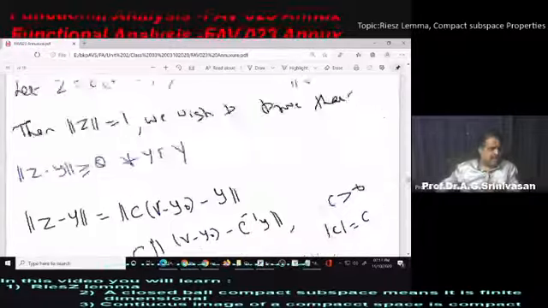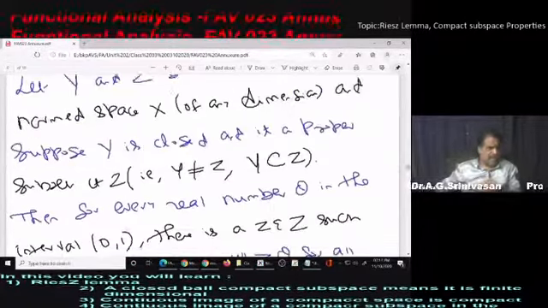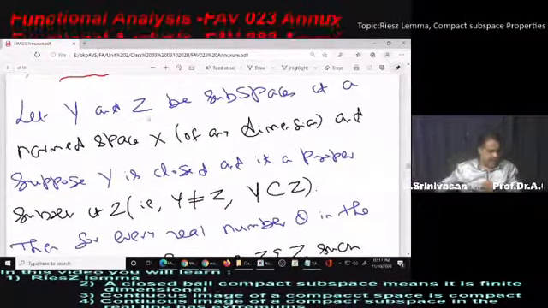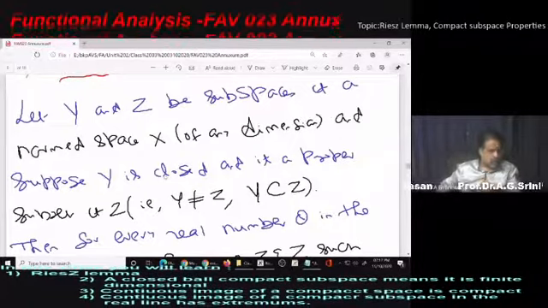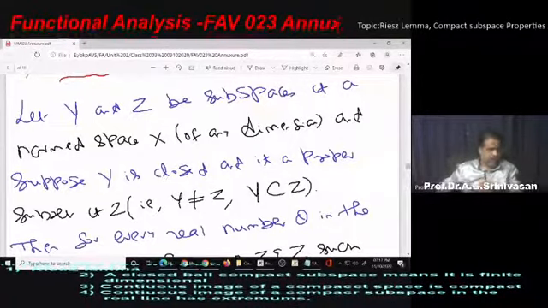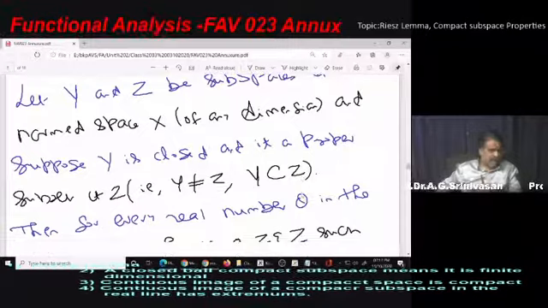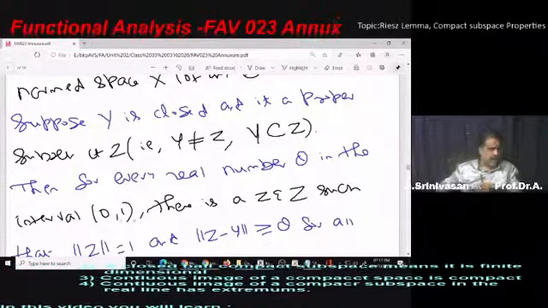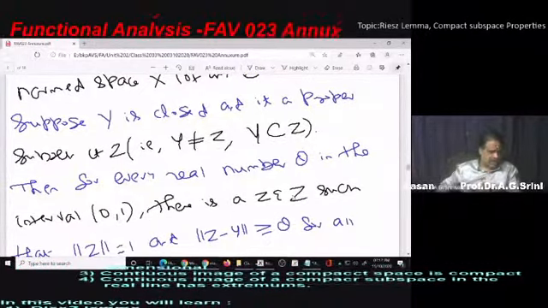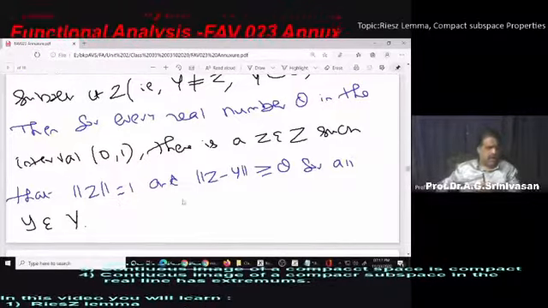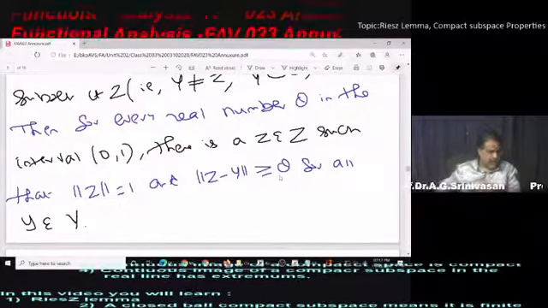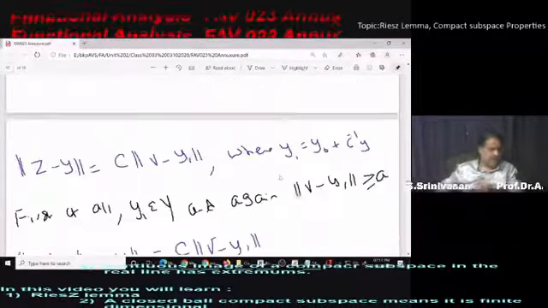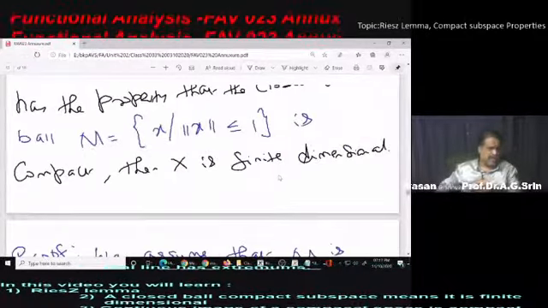What does Riesz lemma say? It says that if you have two subspaces Y and Z, such that Y is closed and Y is a proper subset of Z, then for every real number theta in (0, 1), there is always a z in Z such that norm z equals 1 and norm z minus y is greater or equal to theta. So I'm going to use this lemma to prove this. It's very easy to do.